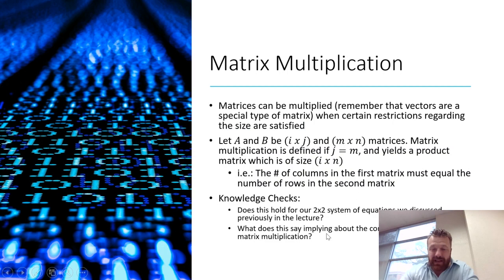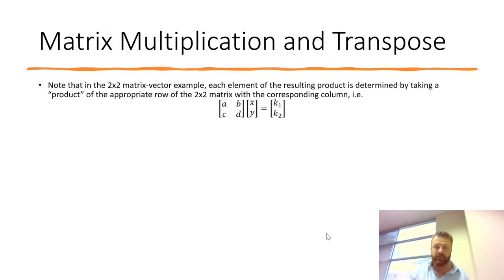So what does this imply about the commutative property of multiplication? The commutative property doesn't exist. You can't change the order of the matrices being multiplied and expect to get the same result. In fact, the majority of the time, you won't even be able to do the product.